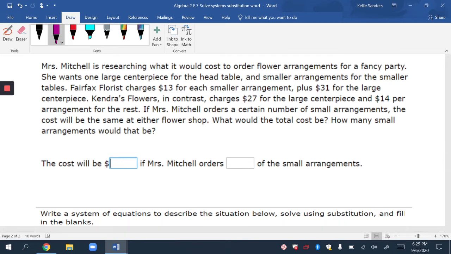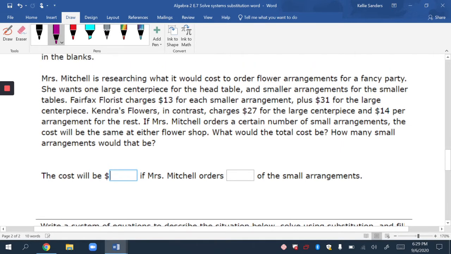Mrs. Mitchell is researching what it would cost to order flower arrangements for a fancy party. She wants one large centerpiece for the head table and smaller arrangements for the smaller tables. Fairfax Florist charges $13 for each smaller arrangement, plus $31 for the large centerpiece. Kendra's Flowers, in contrast, charges $27 for the large centerpiece and $14 per arrangement for the rest. If Mrs. Mitchell orders a certain number of small arrangements, the cost will be the same at either flower shop. What would the total cost be? How many small arrangements would that be?